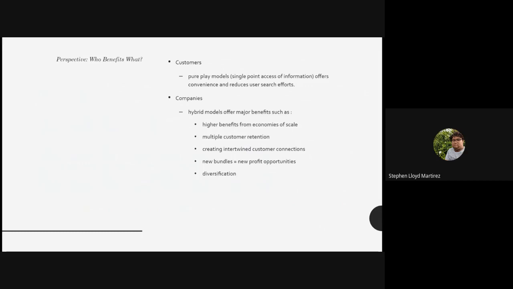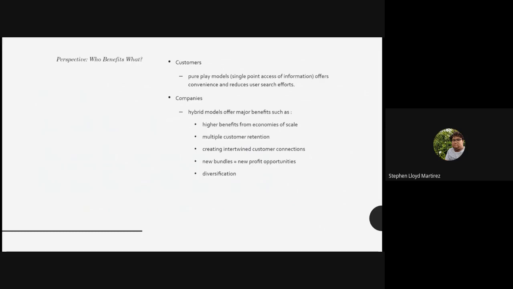Perspective: who benefits from what? For customers, pure play models, or single point access to information, offer convenience and reduce user search efforts. Companies having a hybrid model gain major benefits such as economies of scale. Economies of scale are the cost advantages that a company obtains with increasing output. It's less expensive to have fixed costs distributed over more output units. Therefore, the larger the e-service range and the more service units are provided, the higher the potential cost benefit.